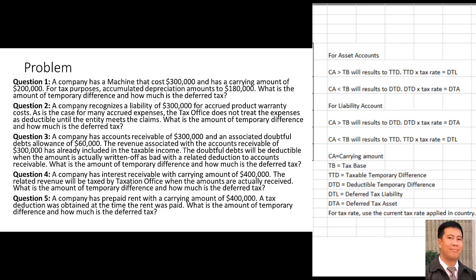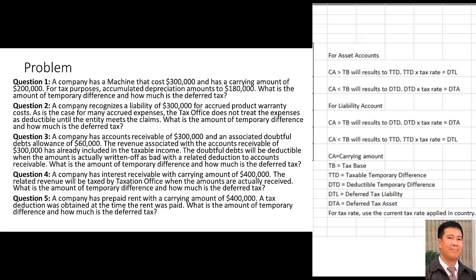For an asset, tax base can be calculated by having carrying amount plus future deductible amount less future economic benefit. The opposite will happen with liability. Tax base equals carrying amount less future deductible amount plus future economic benefit. So this one we will try to apply. Now I'll focus on accrued warranty cost, so that it's clear for us.